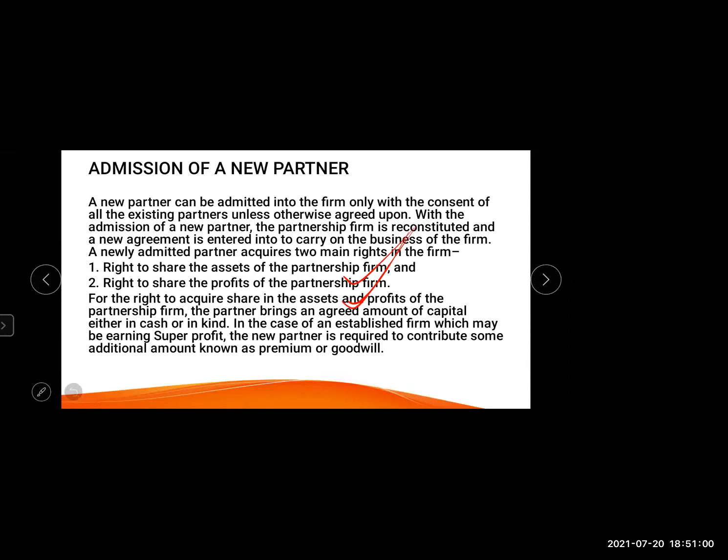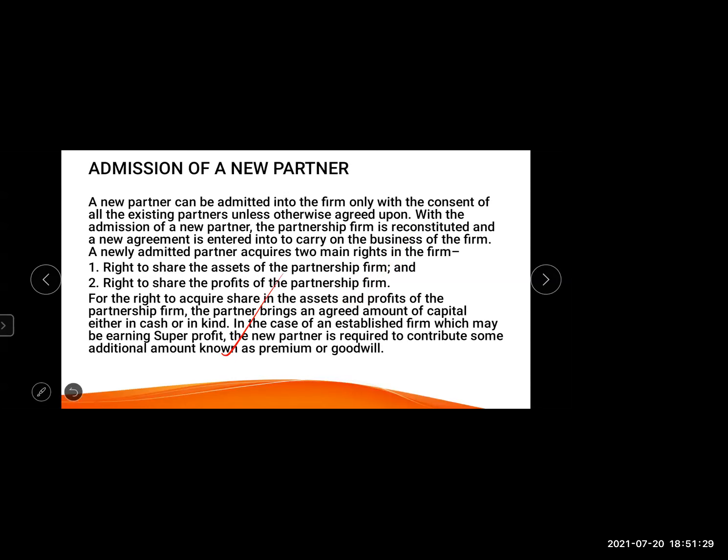Okay. For the right to acquire the share in the asset and profit of the partnership, the partner brings an agreed amount of capital, either in cash or kind. See, when the new partner is coming, A, B are agreeing on some capital amount, which can be cash or an asset. In the case of establishment of the firm, which may be earning a super profit. Okay, and super profit matlab kya? Agar wo aa sakta to hume jyada profit ho sakti hai.